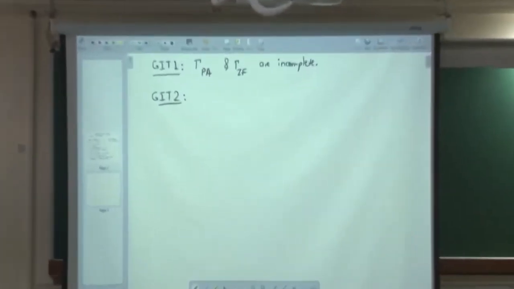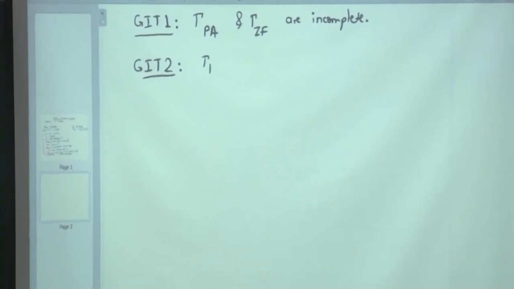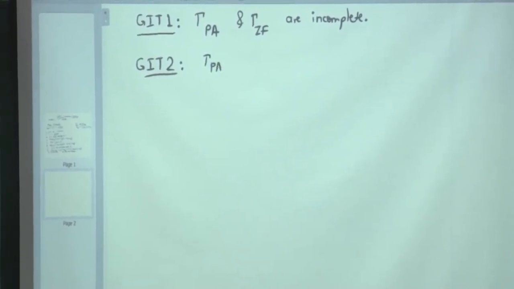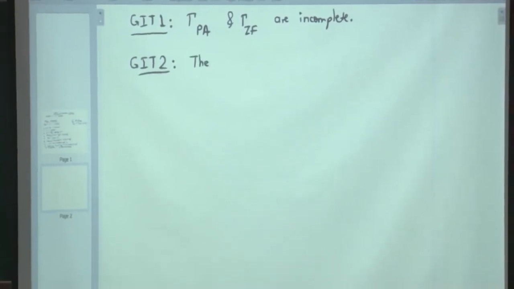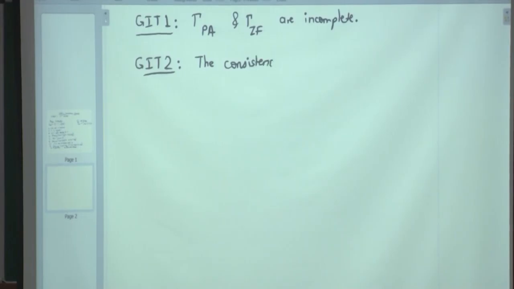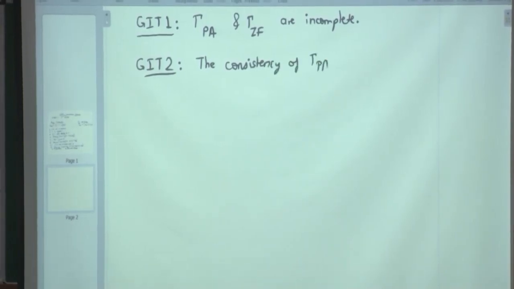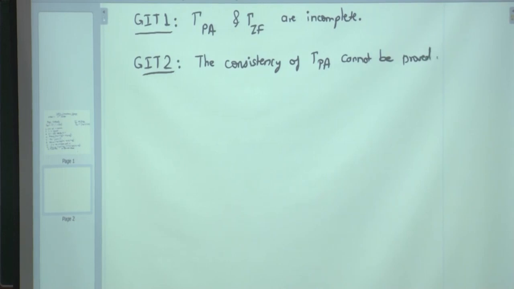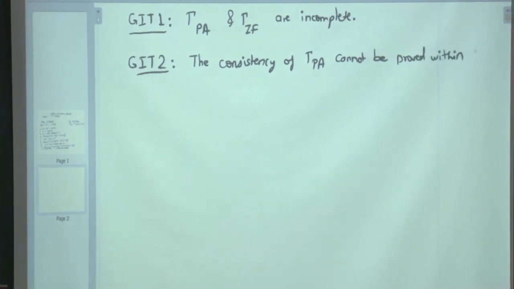So, this is the first sentence, and the second one said that gamma PA, sorry, the consistency of the theory of Peano arithmetic cannot be proved within gamma PA. Okay, think about this statement for a moment, yeah? What is it trying to say?